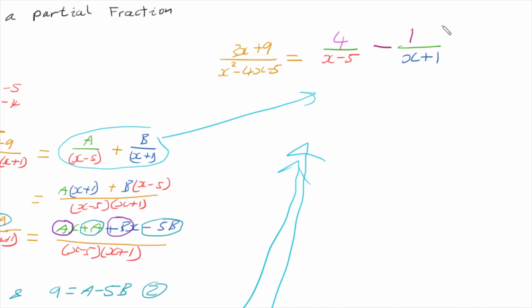And that's our answer. (3x plus 9) over (x squared take 4x take 5) as partial fractions is 4 over (x minus 5) minus 1 over (x plus 1). And we could double check our answer by performing this subtraction of these fractions, and I should end up back at my original question.